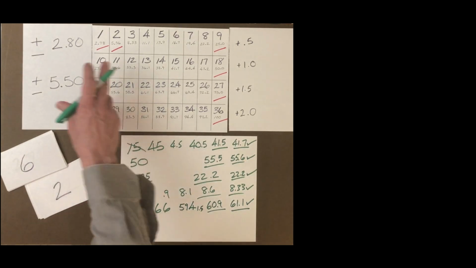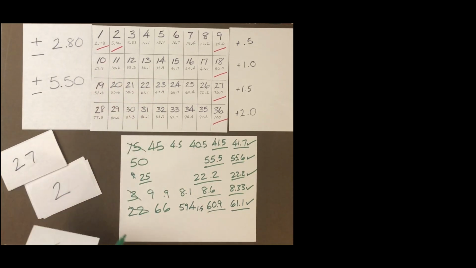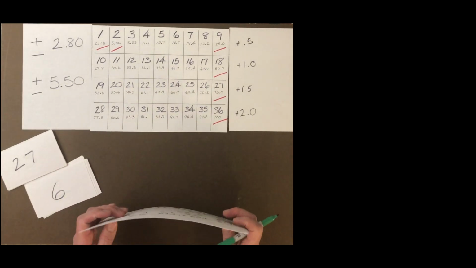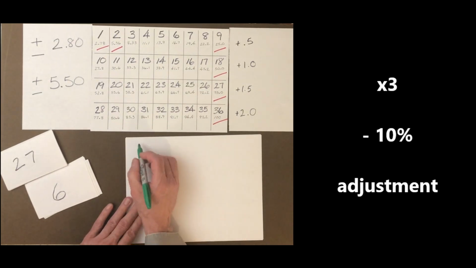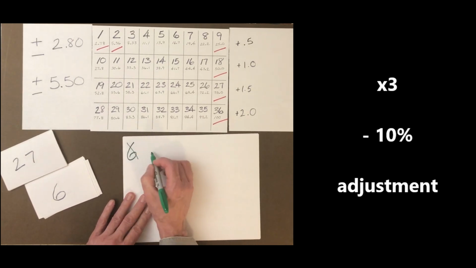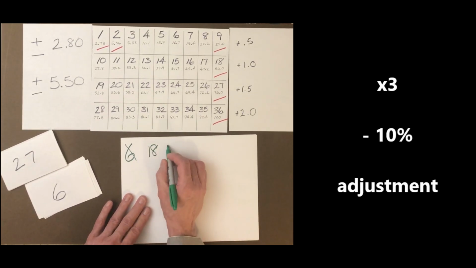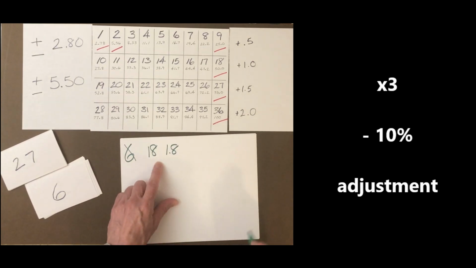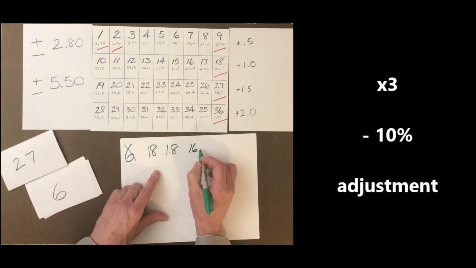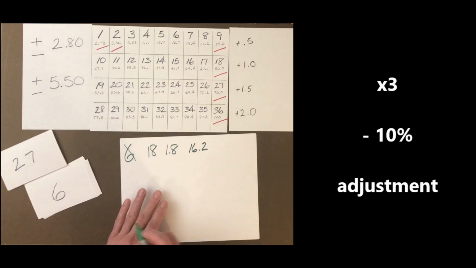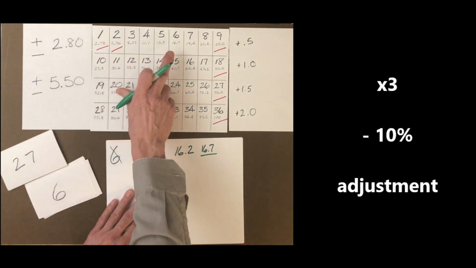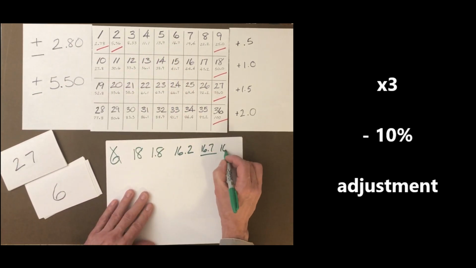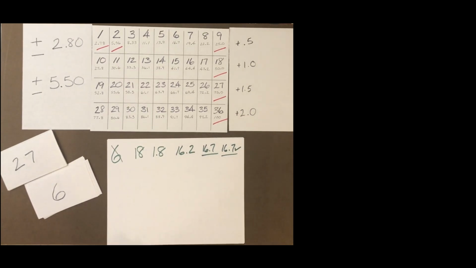2, we know 5.5, and 6. Nine is the closest, but it's not within 2, so we'll have to use our method. Times 3 is 18. We're going to subtract 10%, so that gives us 16.2. And on the first line, we're going to add a 0.5%. So our answer is 16.7, and the actual answer for 6 is 16.7. Gotta like that.